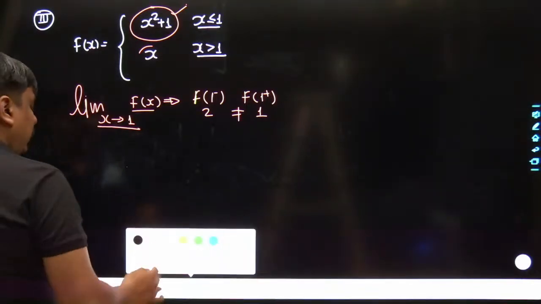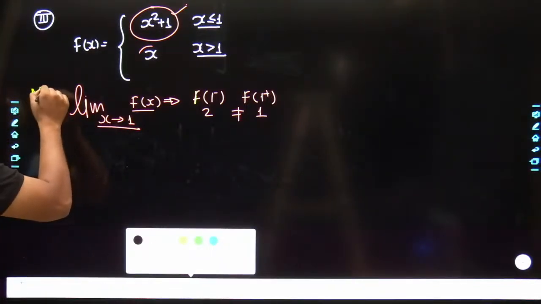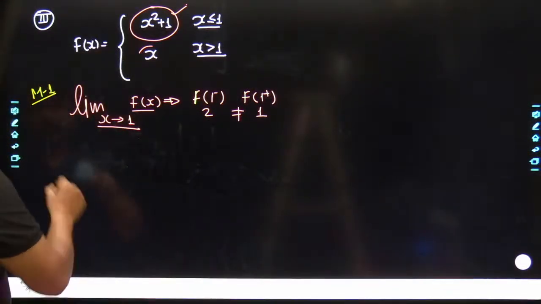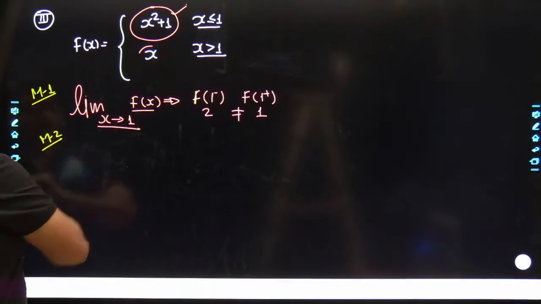How much time has it taken? Probably not more than 30 seconds. That had been method number 1. In the same sequence, let me move into method number 2. Method number 2 would be a sort of graphical method.